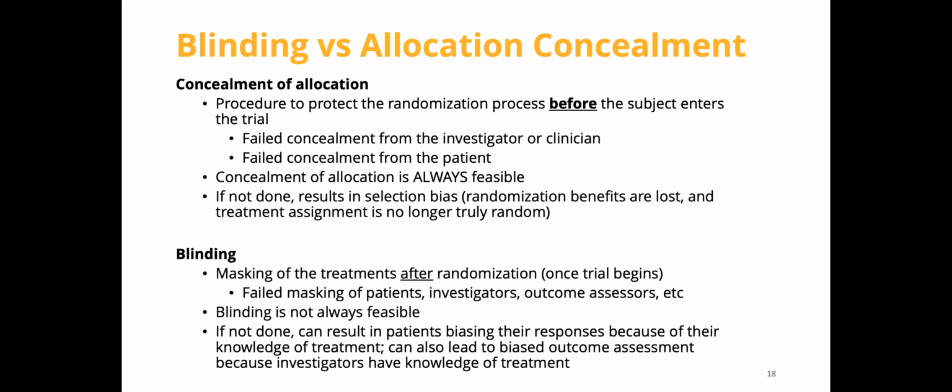The treatment group and the control group are no longer similar with respect to important patient characteristics or confounders. Blinding, on the other hand, is the masking of the treatment group after randomization has occurred or once the trial has begun. So failed masking of patients, investigators, and outcome assessors can happen when blinding isn't always feasible.